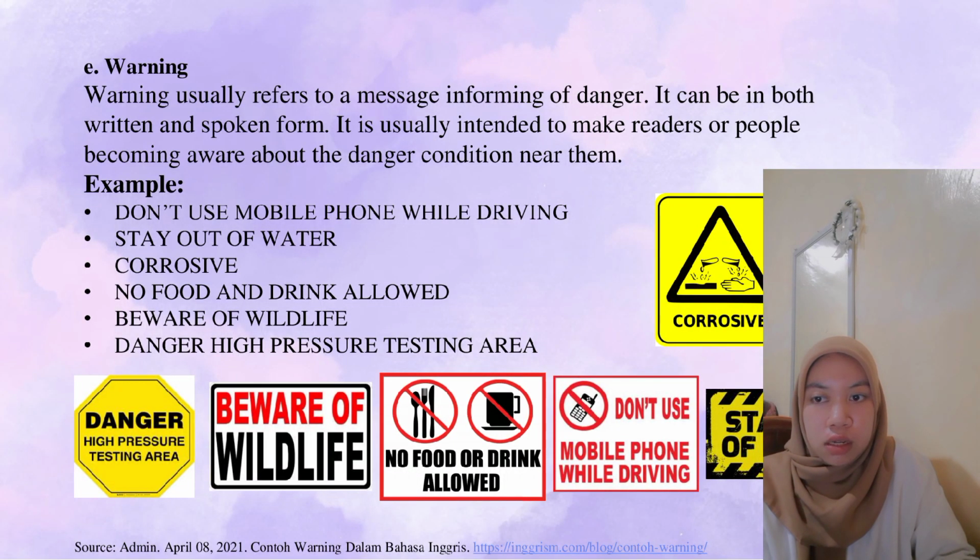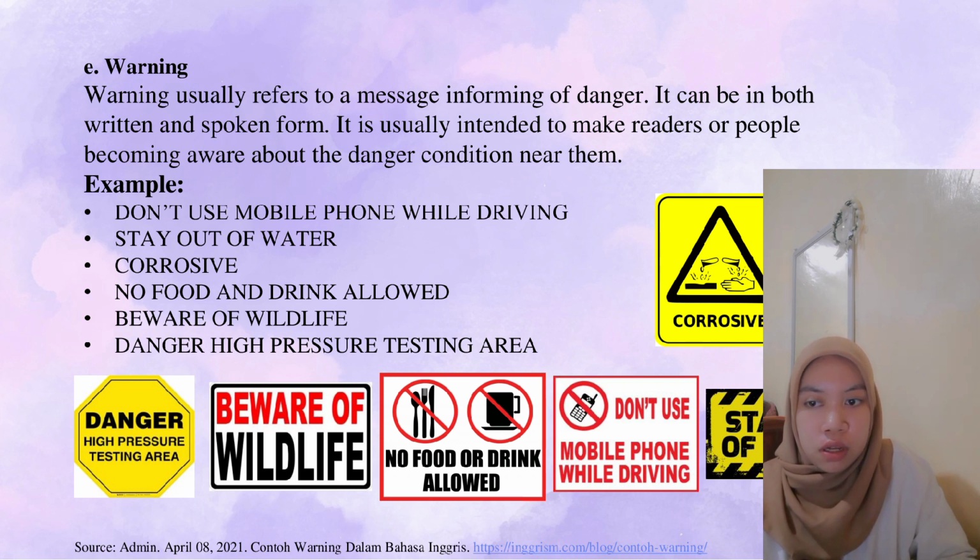E. Warning. Warning usually refers to a message informing of danger. It can be in both written and spoken form. It is usually intended to make readers or people become aware about the dangerous condition near them. Example: don't use mobile phone while driving. Stay out of water. Corrosive: no food and drink allowed. Beware of wildlife. Danger, high pressure testing area.